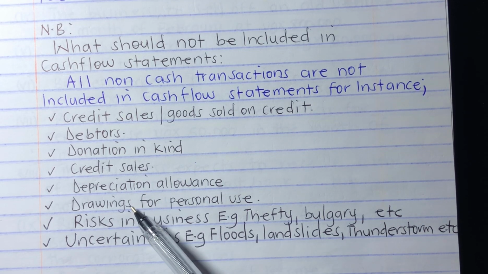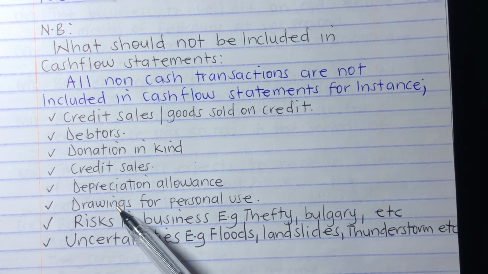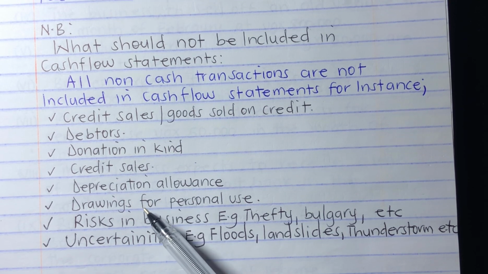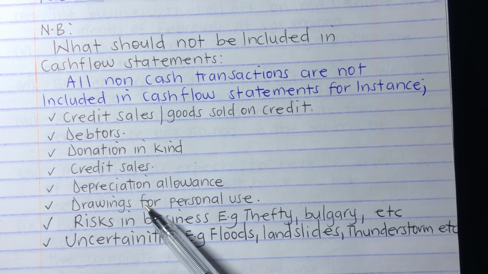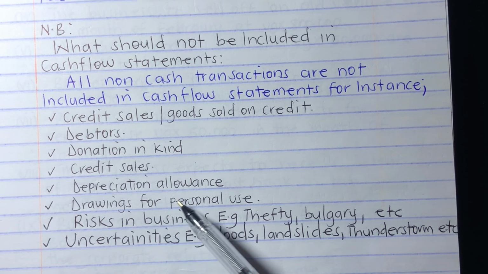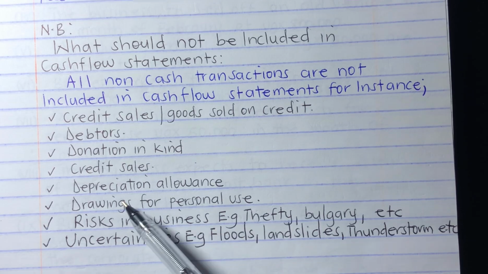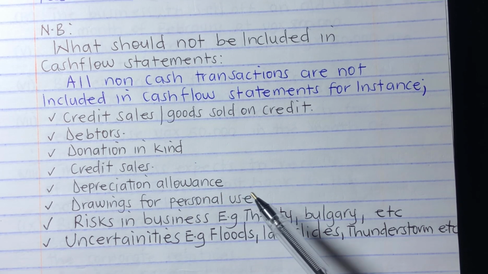Okay, then we have what we call drawings for personal use. Now, the meaning of a drawing is any expense made by a businessman in an enterprise. If you own a business and you withdraw, you take out money for, let's say, personal use. Let's say you get money and go buy a gift for your kid. It is called a drawing for personal use. We don't include that in a cash flow statement. But drawings for office use are recorded in cash flow statements.